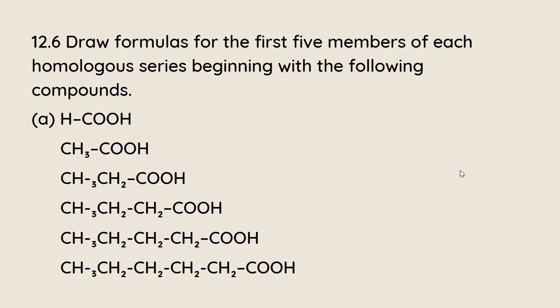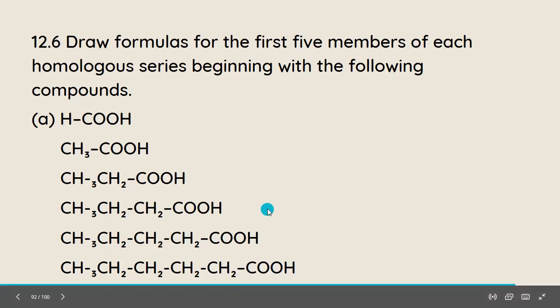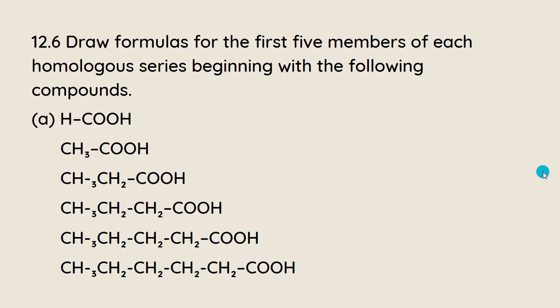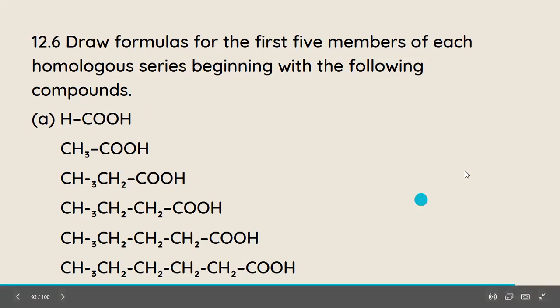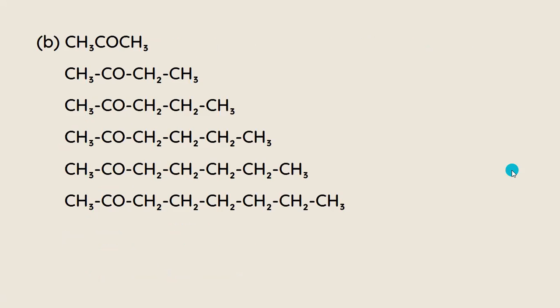Draw the formulas of the first 5 members of each homologous series, beginning with the following compounds. When you have a homologous series, the members differ by a CH2 group. Except for the first one, in this case you have CH3, and after that, all of them have an extra CH2 attached. So these are the first 5 members of the series.